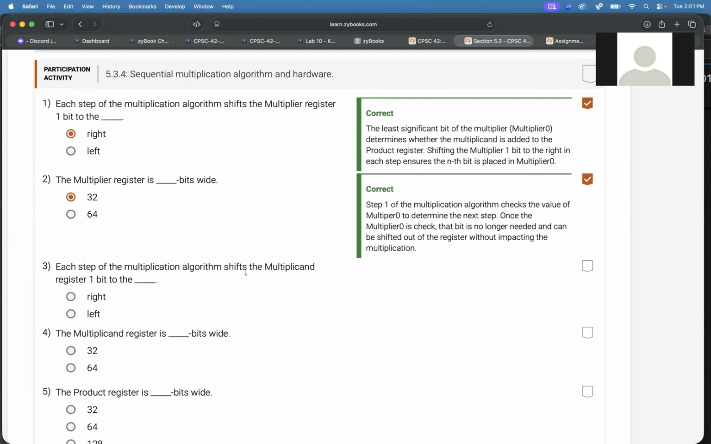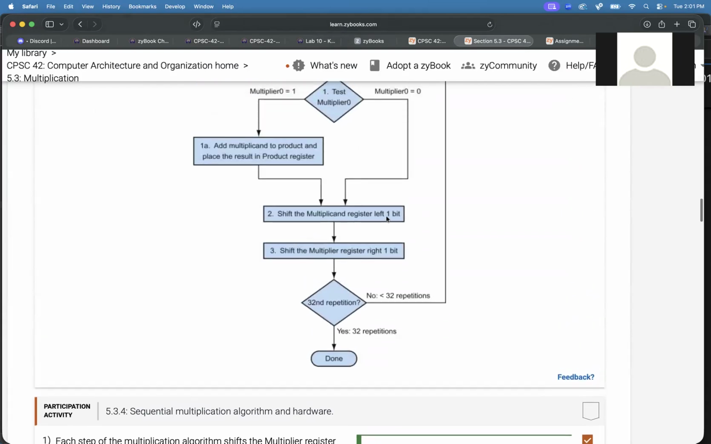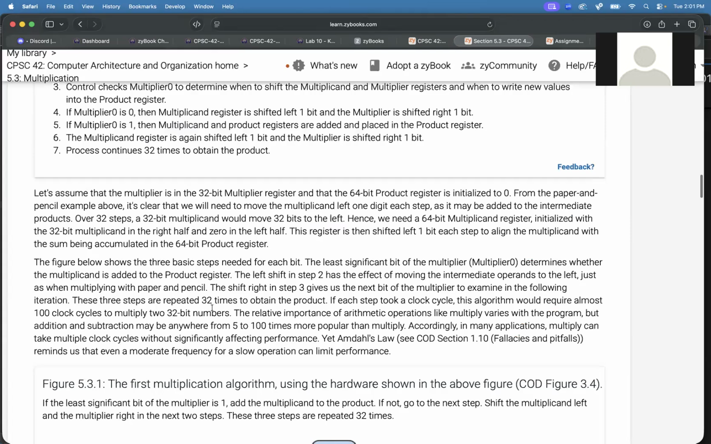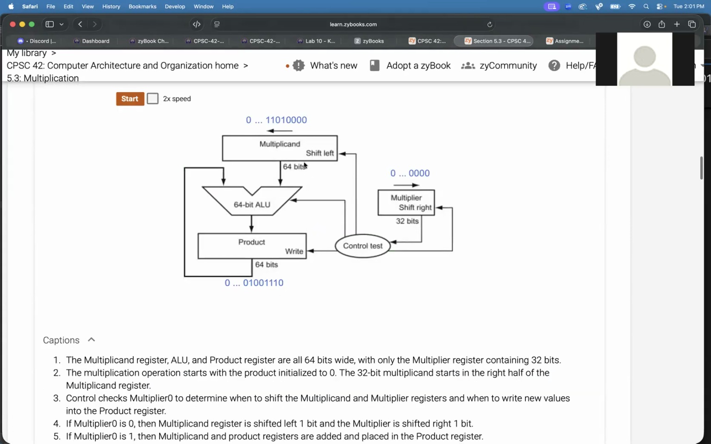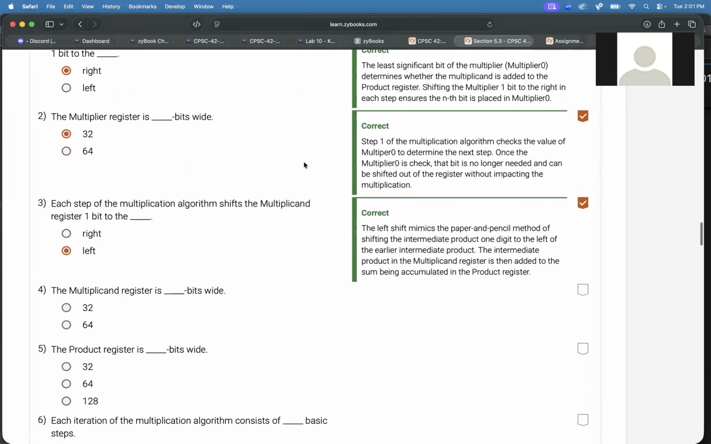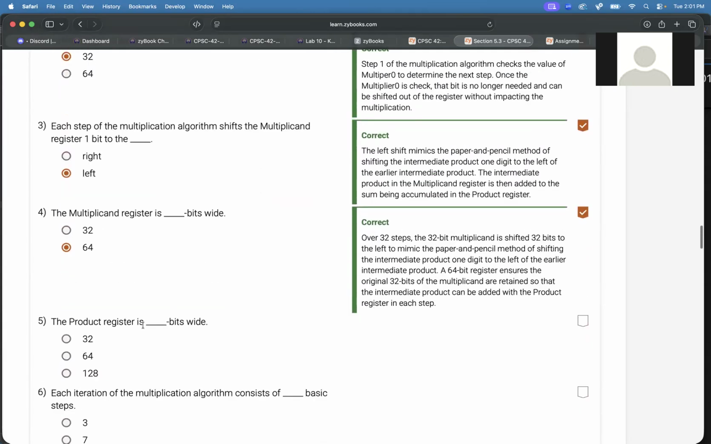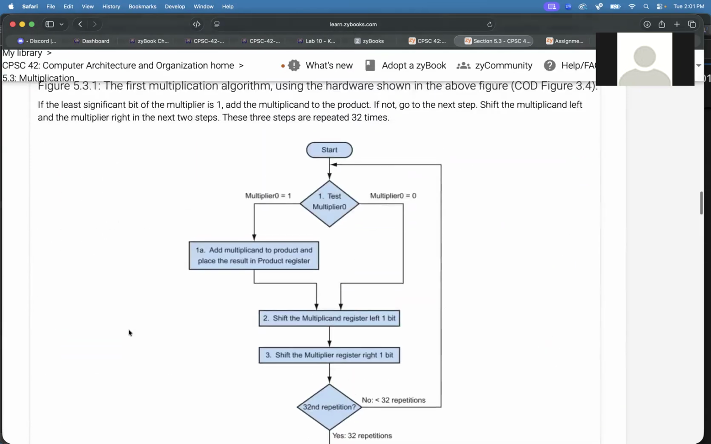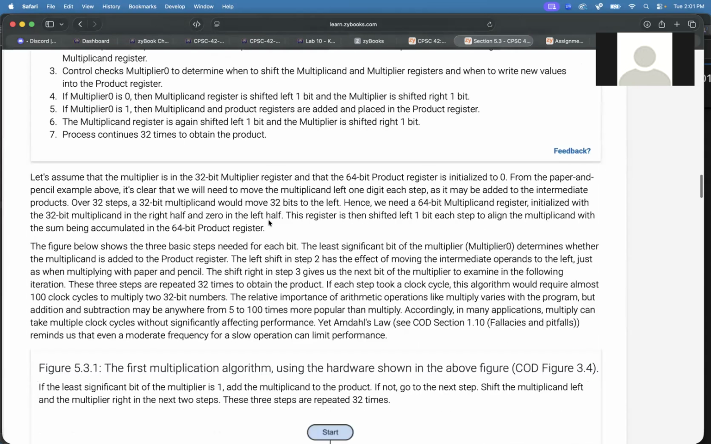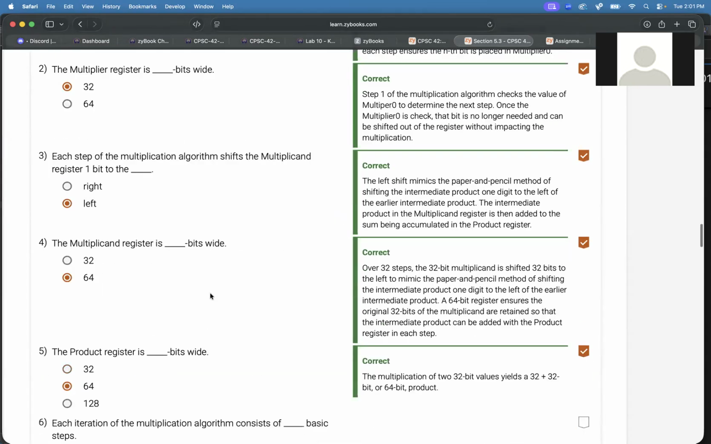Each step of the multiplication shifts the multiplicand 1 bit to the what direction? Well, that one goes left. Multiplicand, left. The multiplicand register is 64 bits. It has to be twice as wide. That's because, remember, if you multiply a 32-bit number by a 32-bit number, you could end up with twice as many bits, 64. The product register, well, we could take 64 bits. So 64.